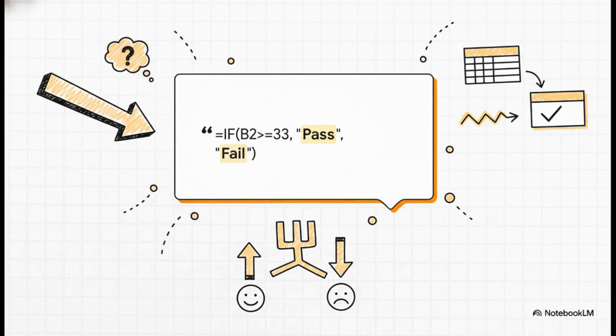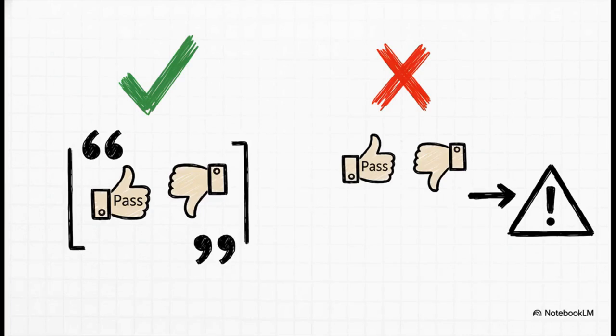Simple, right? Now, listen up, because this is a huge tip that's going to save you so many headaches. Whenever you want a function to return actual text, like our pass or fail, you must wrap it in double quotes. This tells the spreadsheet, hey, this is just text I want you to display, not some other formula or a cell name. Seriously, this is one of the most common mistakes, so burn this one into your brain.